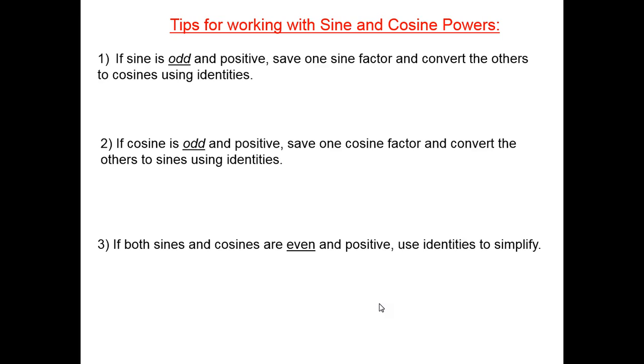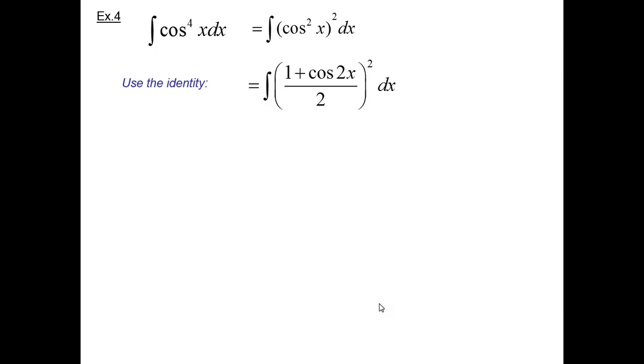So let's do one more example using that third technique with an even power. Let's look at another one here. So here we have the integral of cosine to the 4th x dx. And since that's even, we're going to rewrite this as cosine squared x, quantity squared. We had an identity earlier that we could use for cosine squared x, and if you'll recall, that was 1 plus cosine 2x all over 2, and this whole quantity then is being squared.